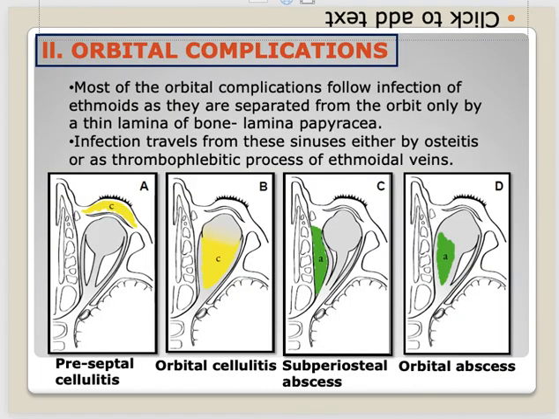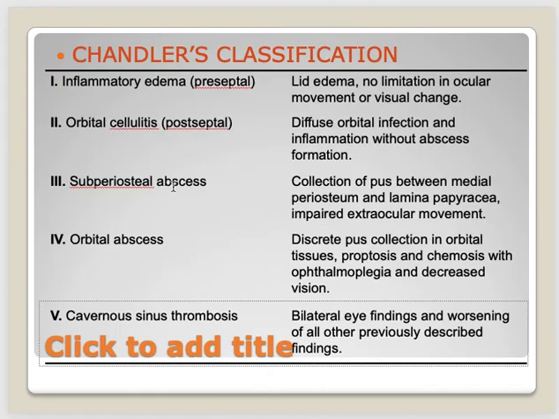In orbital complications, the first very common complication can be edema of the eyelid. The upper eyelid especially becomes thick, inflamed and red. So edema of the eyelid can occur, very common. Simply inflammation of the eyelid can occur.